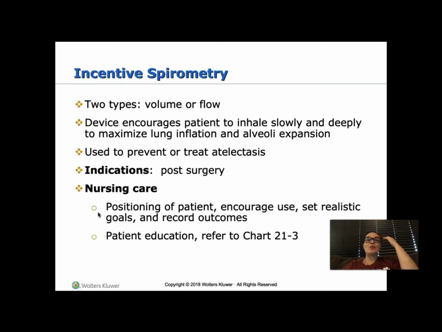So let's critically think. Let's think realistically. Are we really going to wake our patient up? Oh, it's 2 a.m. Get breathing. How about when they're awake? How about when they're sitting up? How about sit it right next to them? Okay, make it be the last thing they do before they go to bed. But every hour that they are awake, it needs to be the habit of the first things they do. Okay?